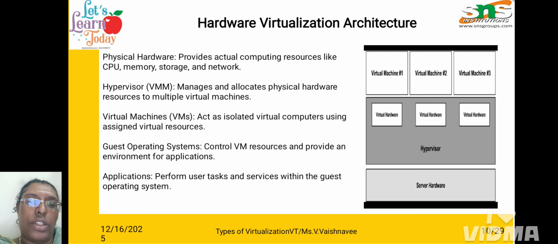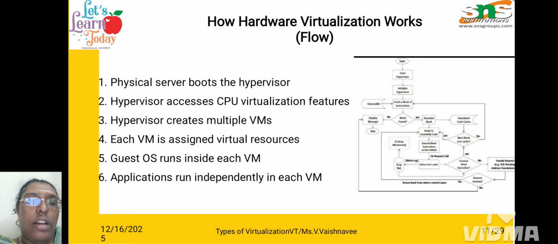So how does hardware virtualization work? The physical server boots, and the hypervisor loads first. The hypervisor accesses CPU virtualization features. Multiple virtual machines are created. Each virtual machine is assigned virtual resources. A guest OS runs inside each virtual machine. Applications run independently. This process allows safe sharing of hardware.